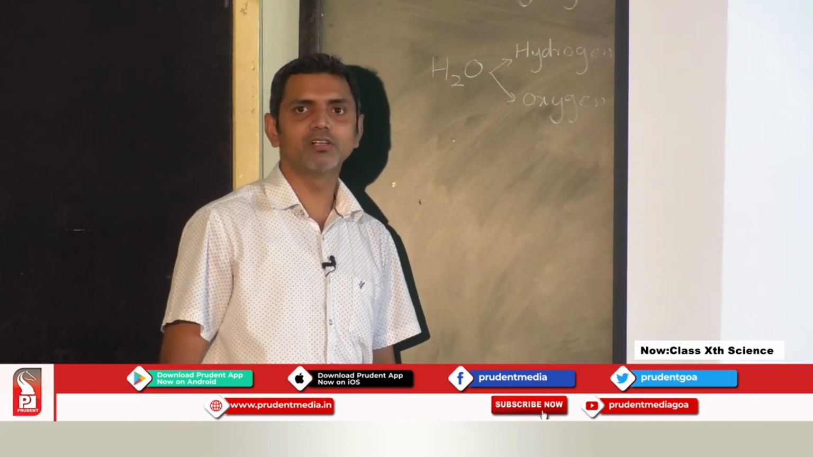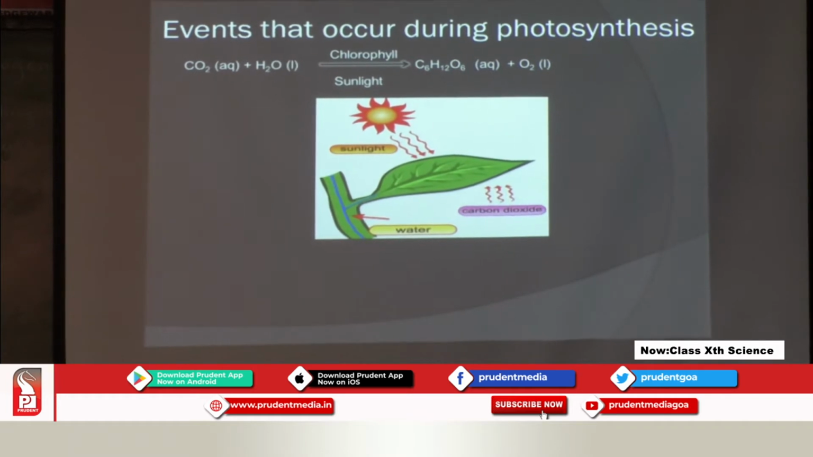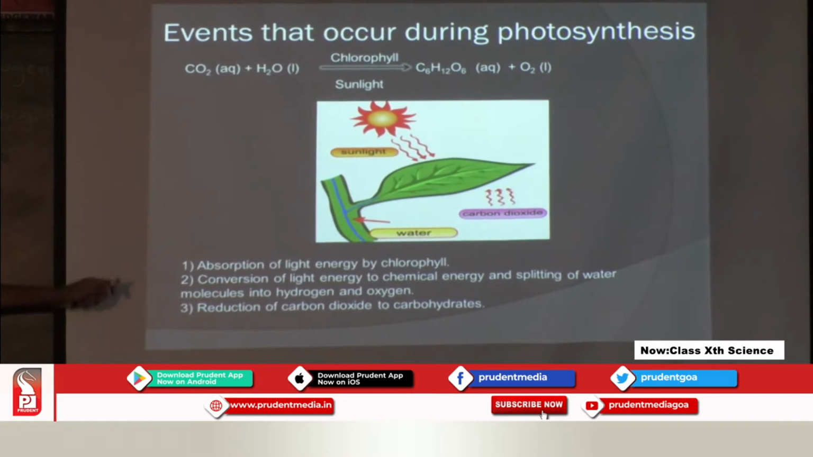One more event that occurs during photosynthesis: carbon dioxide gains hydrogen. I repeat, carbon dioxide gains hydrogen, and this carbon dioxide gets reduced to glucose or carbohydrates. I repeat, reduction of carbon dioxide into carbohydrates. So, these are the three events that occur during the process of photosynthesis, and we can see all three events here, the statements we can see here.